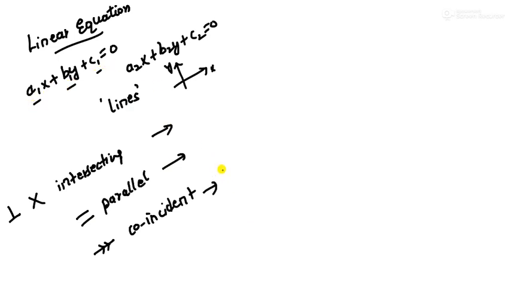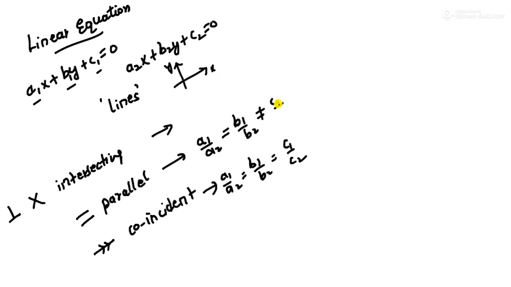For example, for coincident lines, we have a1 by a2 equals b1 by b2 and that is equal to c1 by c2. All of them are equal. For parallel, only the first two are equal: a1 by a2 equals b1 by b2 but not equal to c1 by c2. And for intersecting, they are not equal: a1 by a2 is not equal to b1 by b2. This you have to remember.